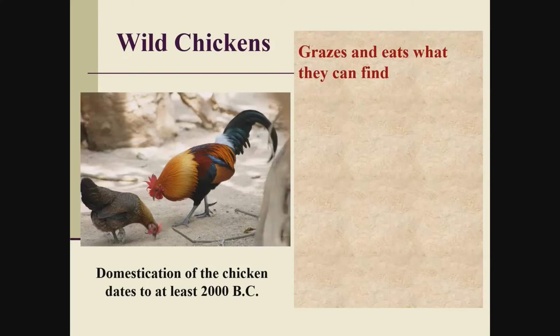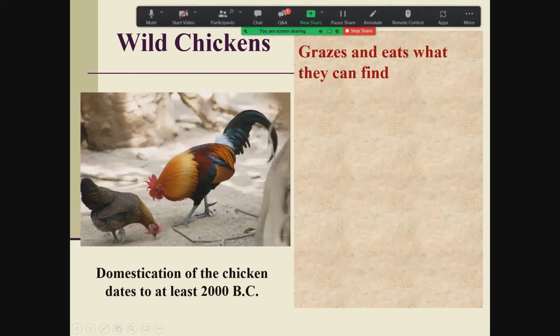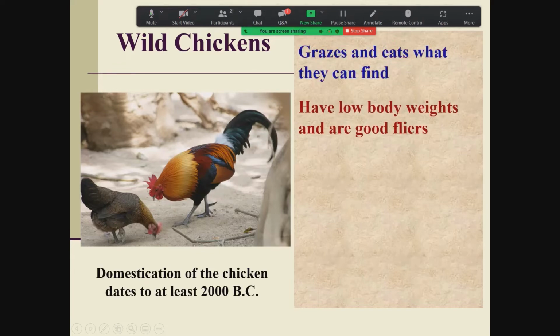They graze and eat what they can find. That's why their crop is so useful to them. They can store feed that they do find in their crop region and then travel a good distance back to a roosting area that's safe and so forth. They tend to live more in jungle and brush areas. They don't like open prairie or open pasture area. They do like to be concealed from predation. They have very low body weights, but they're really good flyers. They're very much like a pheasant, much more like a pheasant than the domestic chicken we have today.